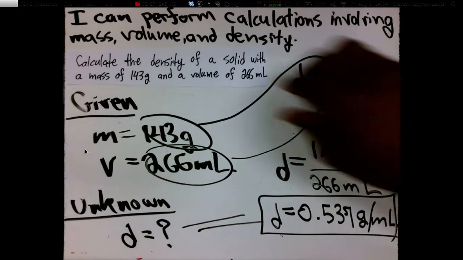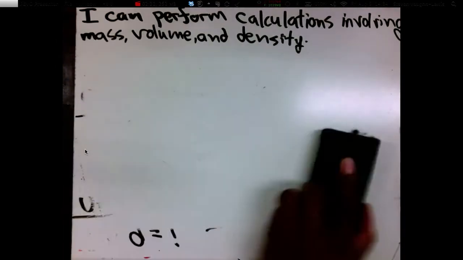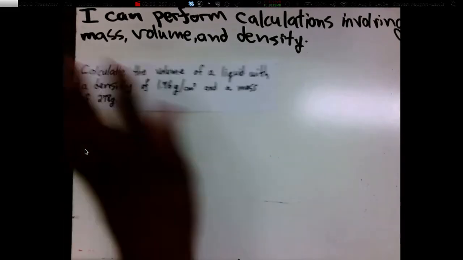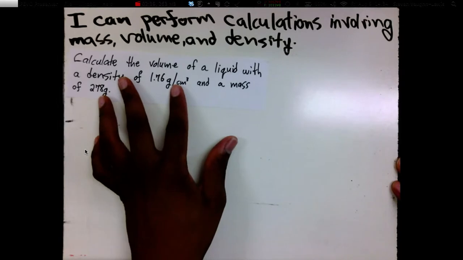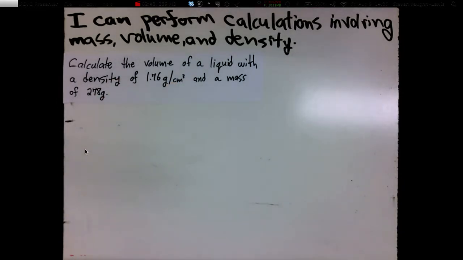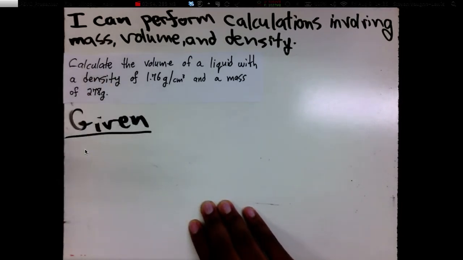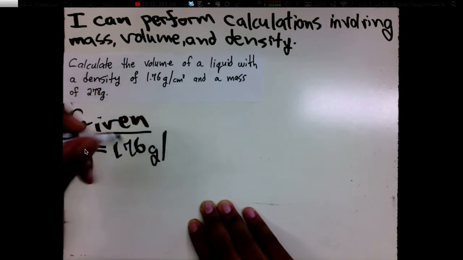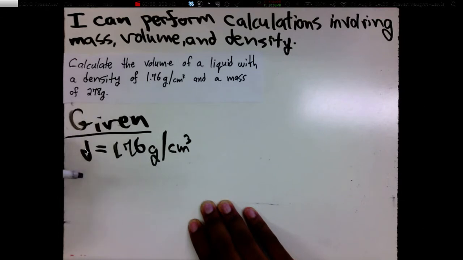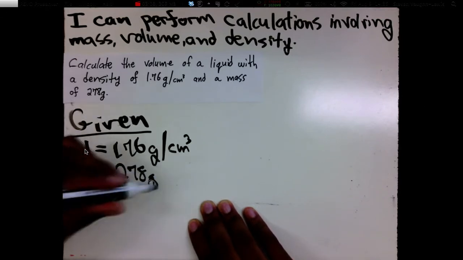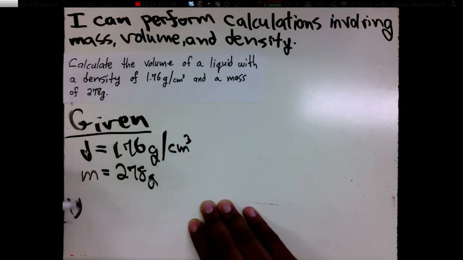Now, for our next example, we are going to calculate the volume of a liquid with a density of 1.76 grams per cubic centimeter and a mass of 278 grams. So, given, we know the density, D is 1.76 grams per cubic centimeter. We know the mass, M, 278 grams. So what is our unknown? Well, it's asking us to calculate the volume. So that means we don't know the volume.